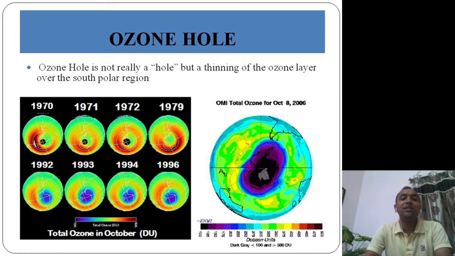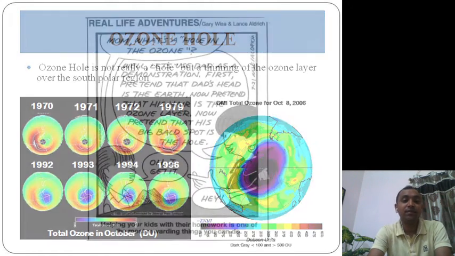Now let us talk a little bit about the ozone hole. The ozone hole literally doesn't mean a hole, but it is the thinning of the ozone layer over the south polar region. I've kept the picture. You see it started from 1970 to 1996. Although we are talking about becoming a developed nation, it is at the expense of the ozone layer and other important substances. As we progress through 1970, 1971, 1972, and ultimately reach 1996, this is the data that I got.